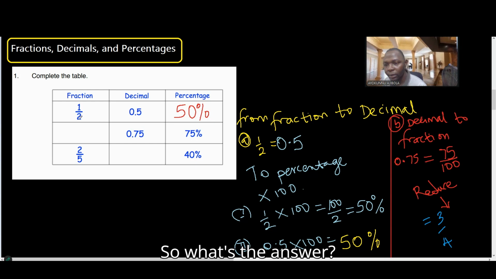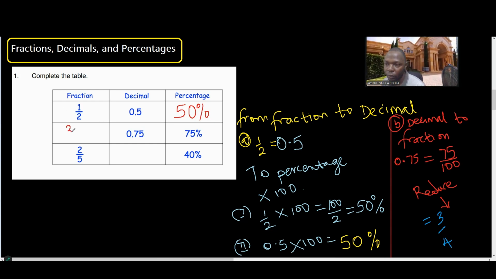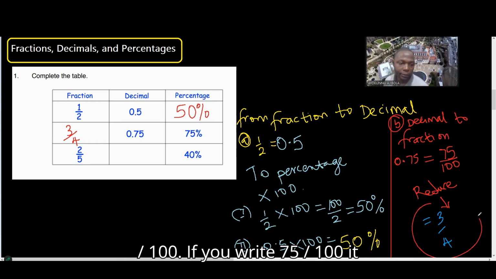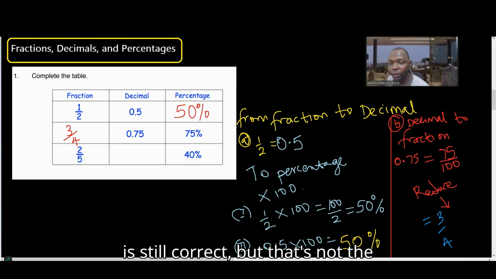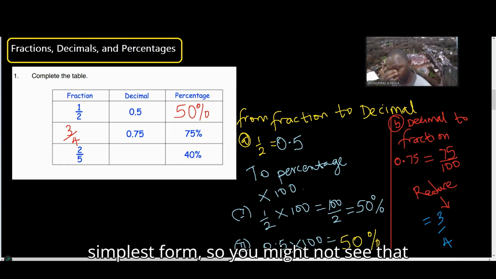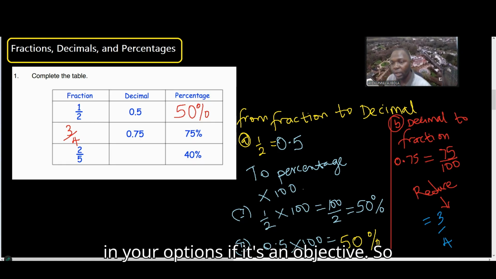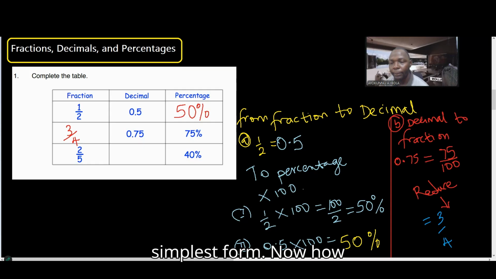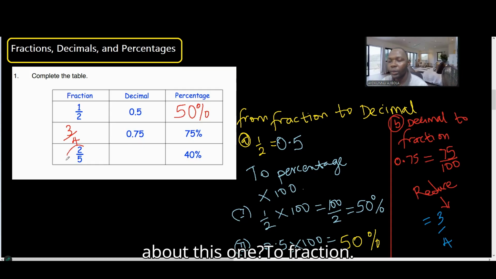So what's the answer? The answer, 3 over 4, right? Not 75 over 100. If you write 75 over 100, it is still correct, but that's not the simplest form. So you might not see that in your options if it's an objective. So it's always better to reduce it to the simplest form. Now, how about this one?